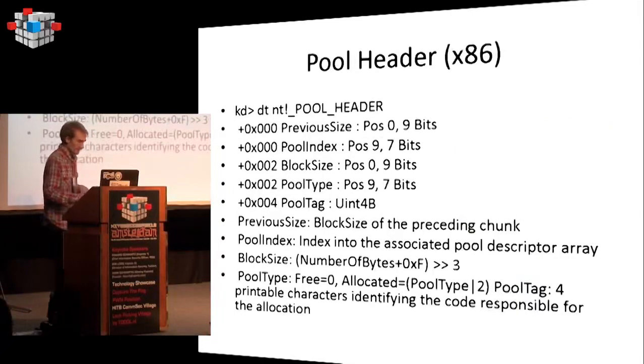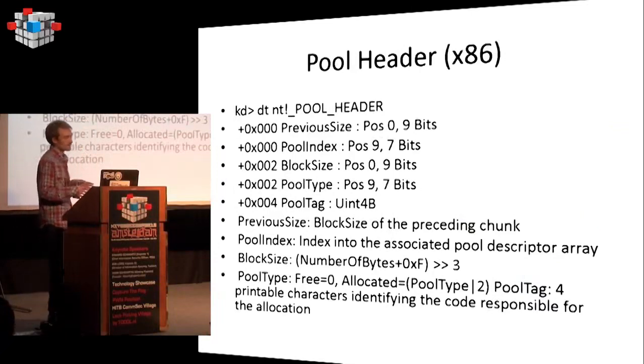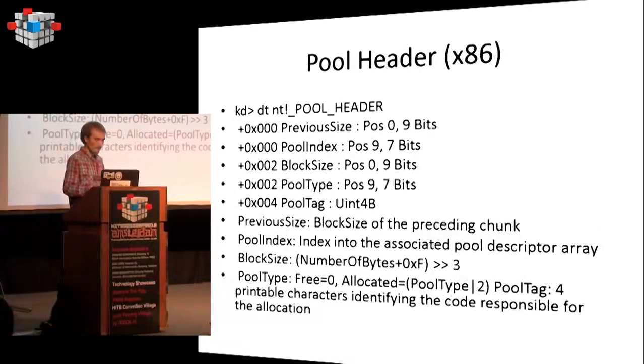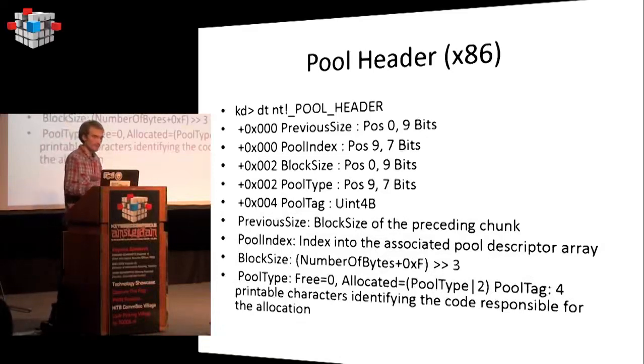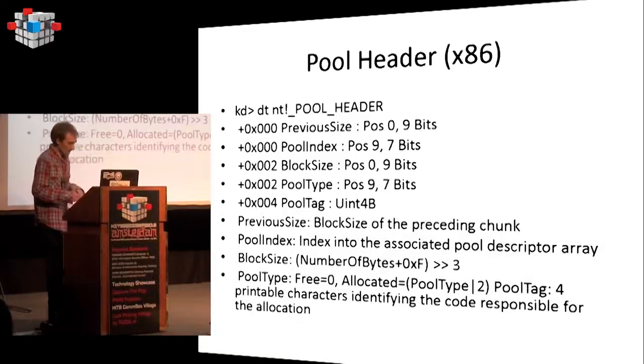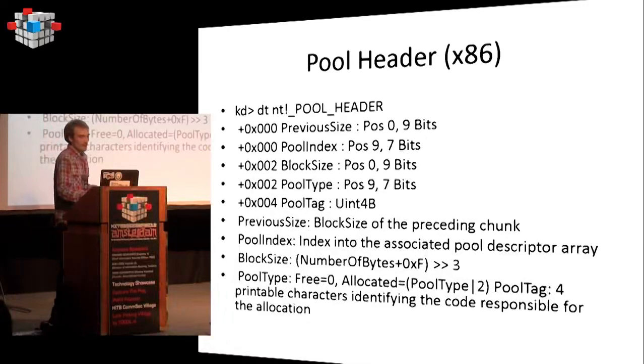To describe allocated memory, there is a pool header structure, and there are fields: PreviousSize, PoolIndex, BlockSize, PoolType, PoolTag. They describe just the size of the current and previous chunks. Also, PoolIndex stores the index of the pool where the chunk resides.